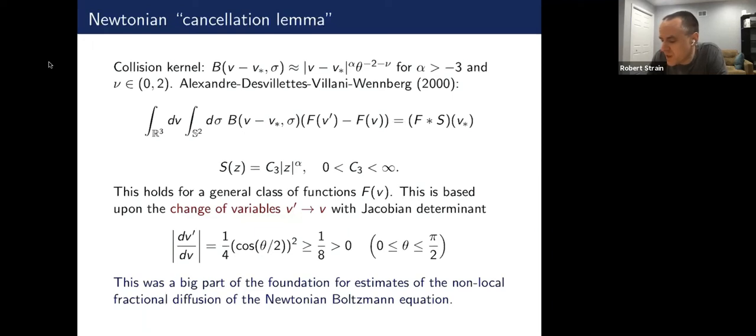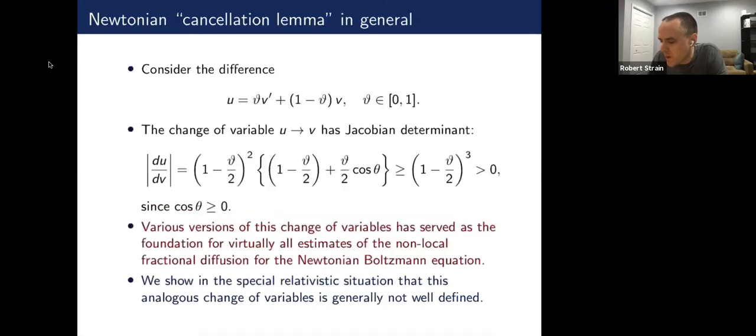And this is based on the change of variables v prime to v with Jacobian determinant equal to 1/4 cosine of theta over 2 squared, which for theta between 0 and pi over 2 is greater than or equal to 1/8, which is strictly positive. And so this was a big part of the foundation for proving estimates of the non-local fractional diffusion for the Newtonian Boltzmann equation. And so now I can tell you a bit more about the Newtonian cancellation lemma.